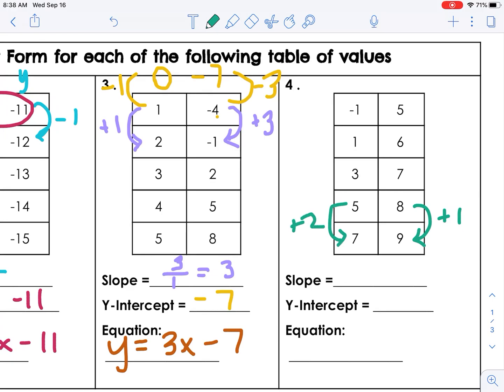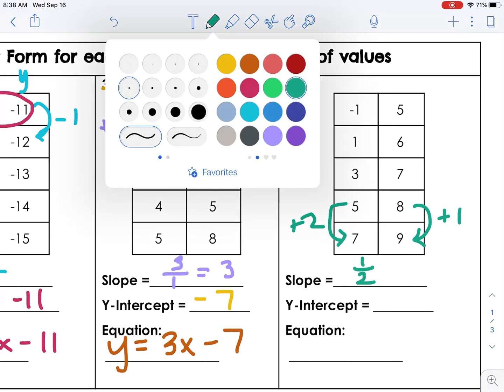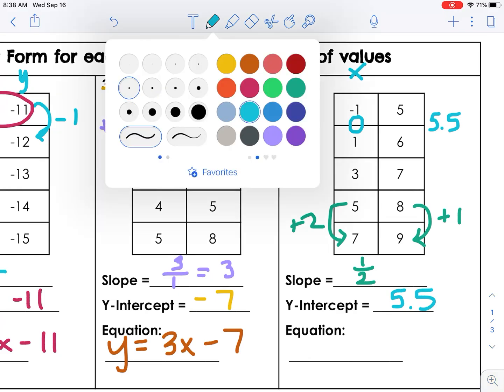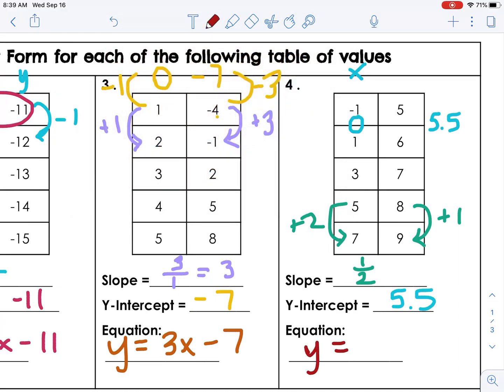My slope can be written as 1 over 2, and then I need to find the y-intercept. The y-intercept, again, is when the x value is at 0. We do not have a 0 in the x column, so we need to figure out where 0 would be. 0 would fall between -1 and 1, so we need to figure out which number would be between 5 and 6. If we were to go in between 5 and 6, that would be 5.5. So your y-intercept is 5.5, and we can write our equation: y equals 1/2 x plus 5.5.